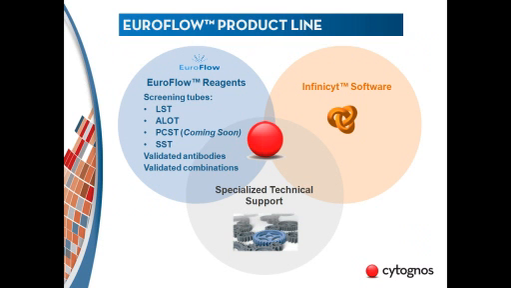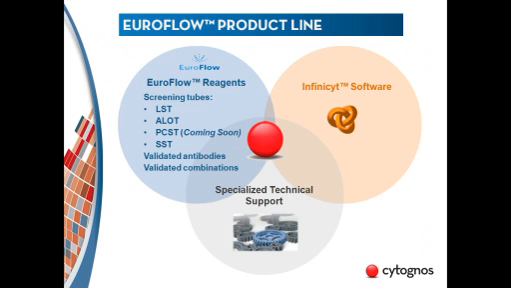The EuroFlow product line that we are offering is, as I just said, the Infinicyt software on one side, of course the specialized technical support, and within the reagents we are offering the 4 screening tubes: LST, lymphoid screening tube; ALOT, acute leukemia orientation tube; PCST, which will come in the next few weeks, that is the plasma cell screening tube; and SST, a small sample tube oriented for small samples. We are going to see these 4 tubes now in depth.